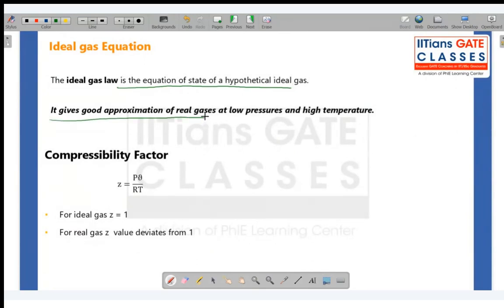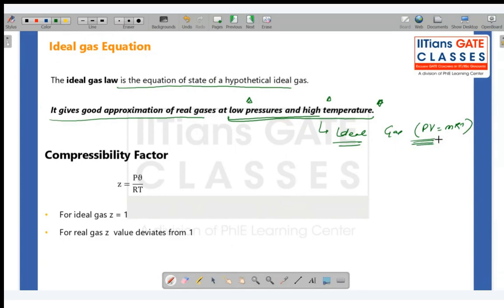Basically, we all know that there is no ideal gas. But when real gas is at low pressure and high temperature, mark it, it is an objective question, when real gas is at low pressure and high temperature, then it approximates as ideal gas. Real gas at low pressure and high temperature behaves as ideal gas, and you can apply PV = mRT at this condition. Now, what happens if it is at high pressure, for example, and low temperature? That means you cannot apply ideal gas equation.